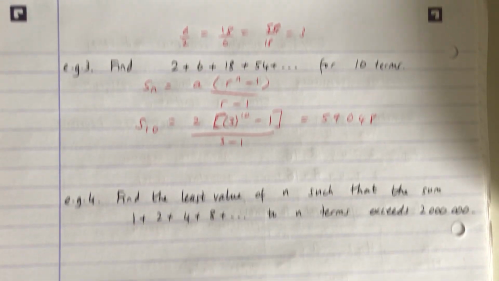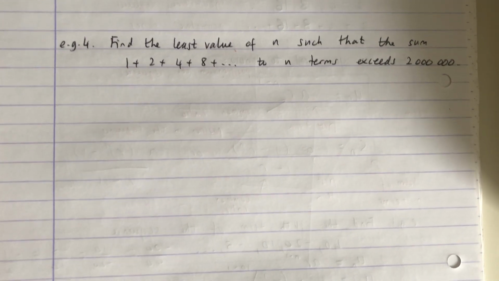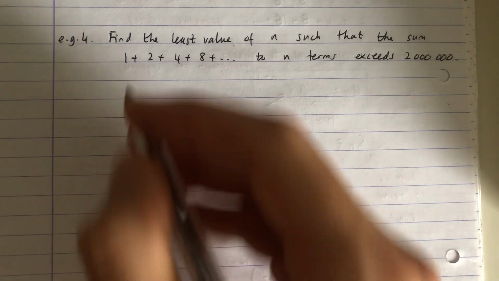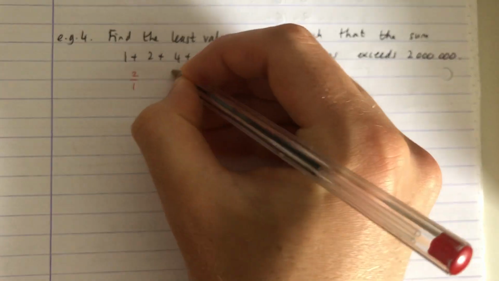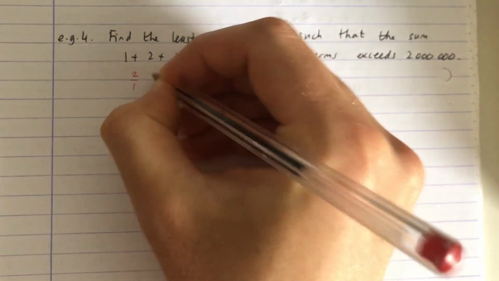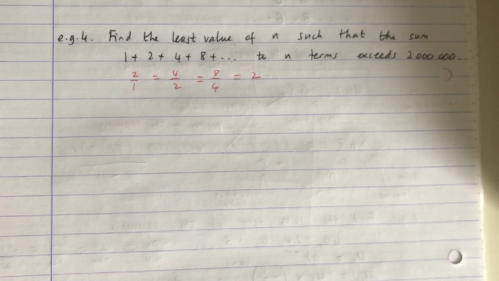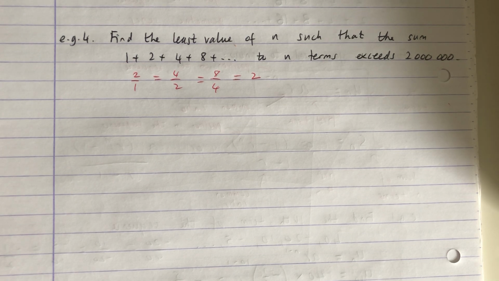E.g. number 4. Hardest question we're going to do today. Find the least value of n such that this sum to n terms exceeds 2 million. We did something similar for an arithmetic example last time, but let's just prove that this is geometric. If you took the ratio between consecutive terms, the answer is 2, so that means it's geometric.